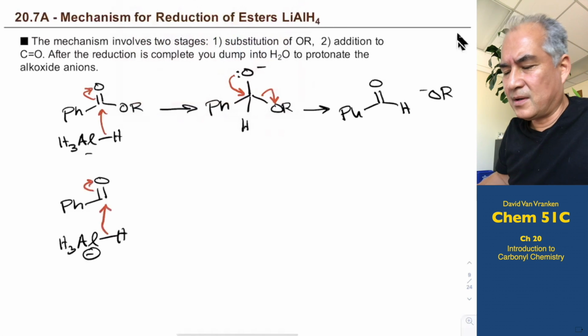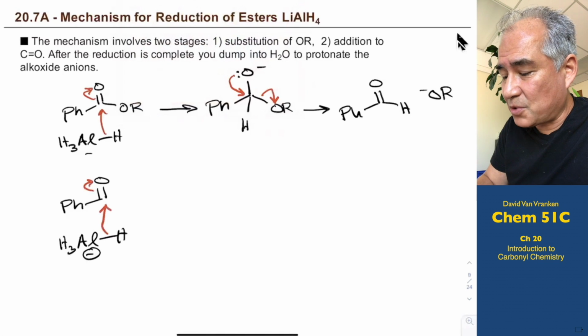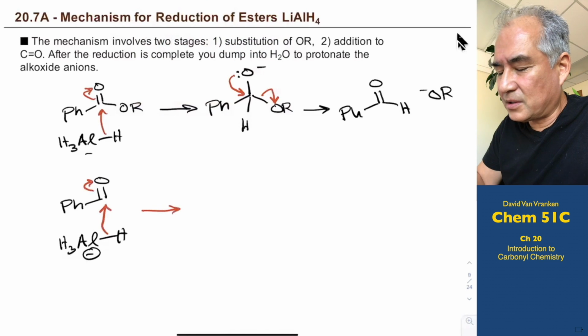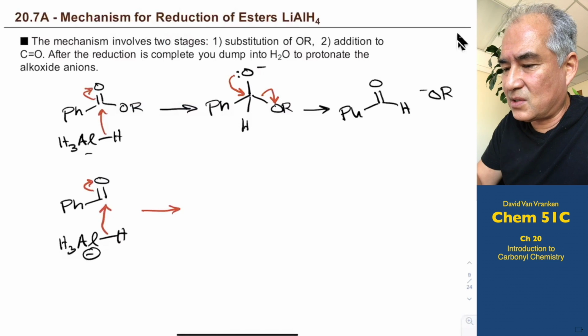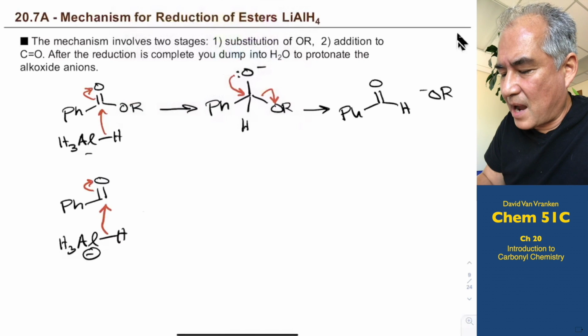There we go. So as soon as you generate that aldehyde, even faster than the original starting material, you can't stop this at this point. You can't stop it. The other molecules of tetrahydroaluminate, the second you generate an aldehyde, will react even faster with this aldehyde than they react with the ester.